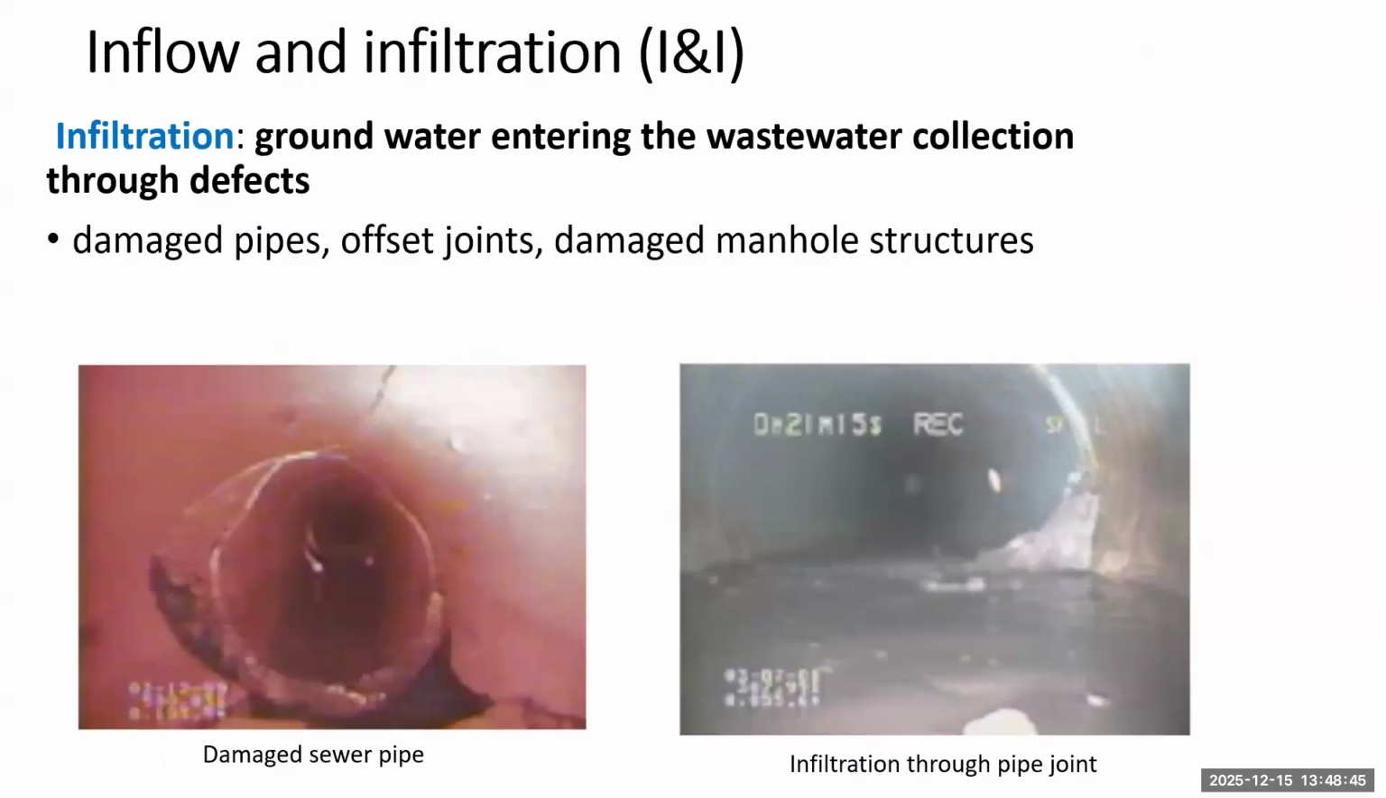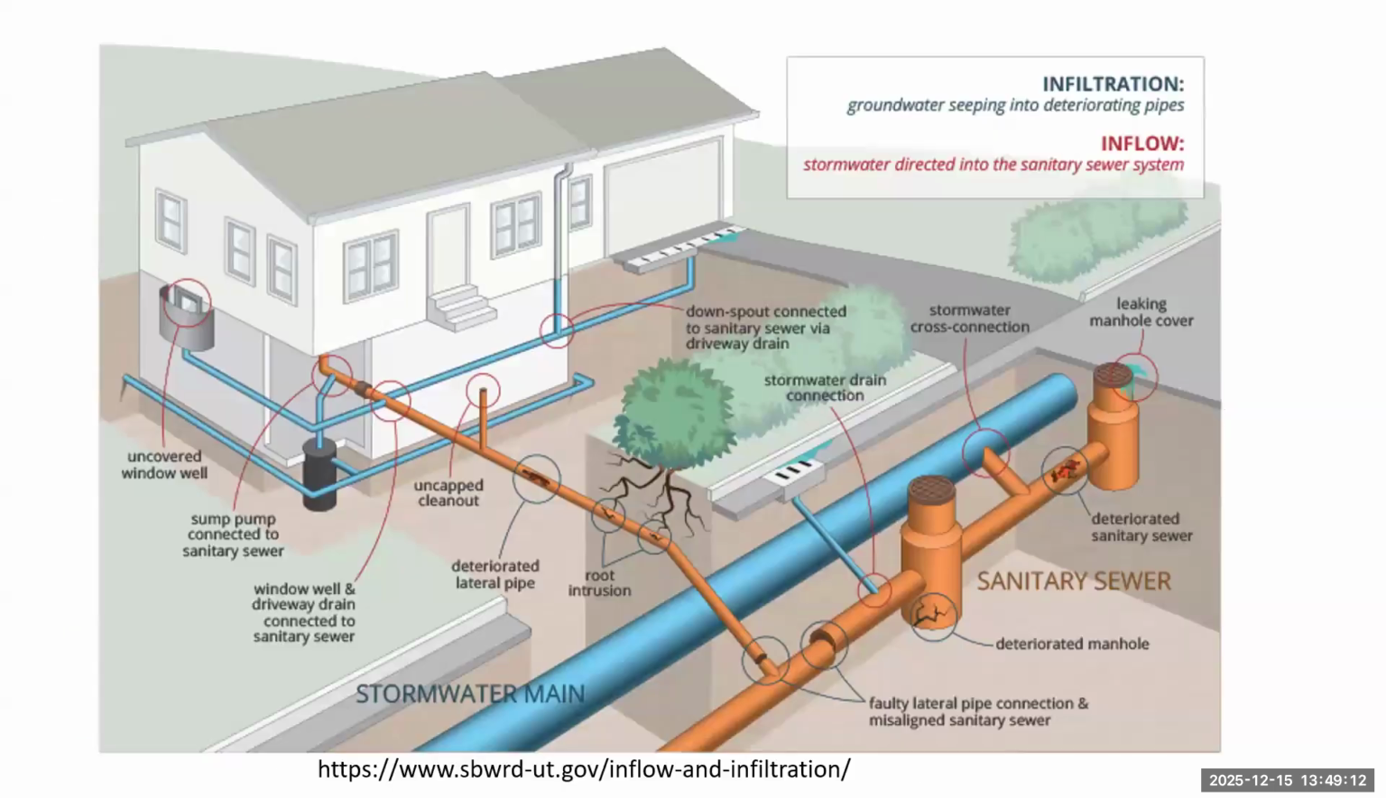The other I is infiltration. That is groundwater that's seeping into the collection mains because you have some kind of damage, a crack or an open joint. You can see here on the bottom right of your screen some water actually flowing in. This is a closed caption TV image of a collection main. You can see water pouring in, active infiltration.